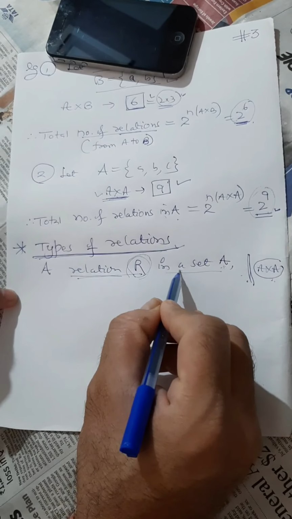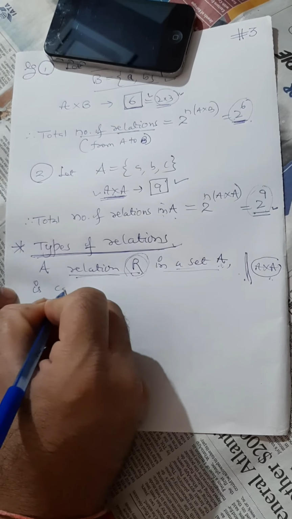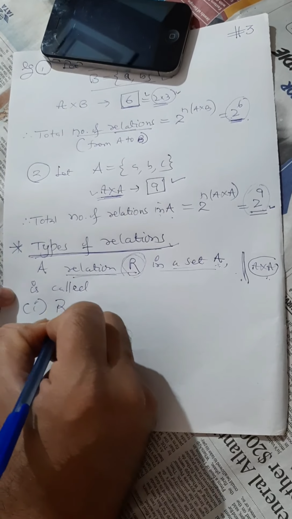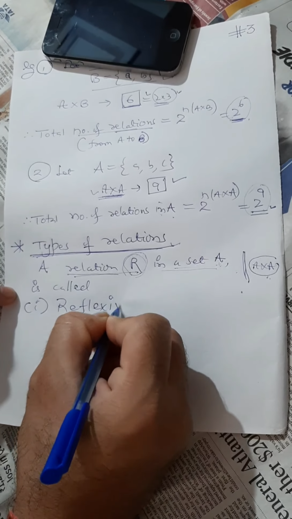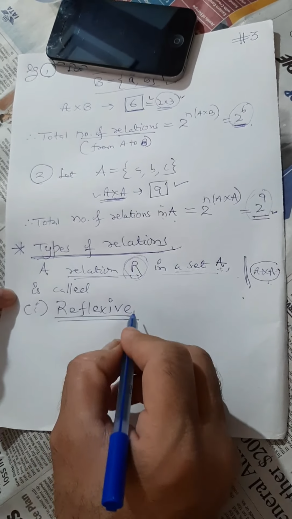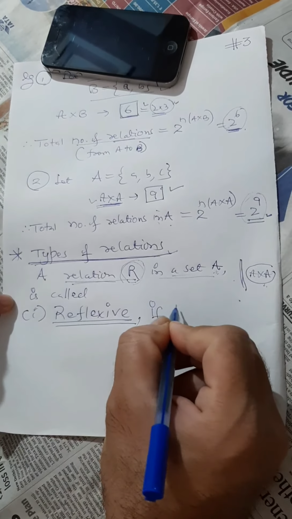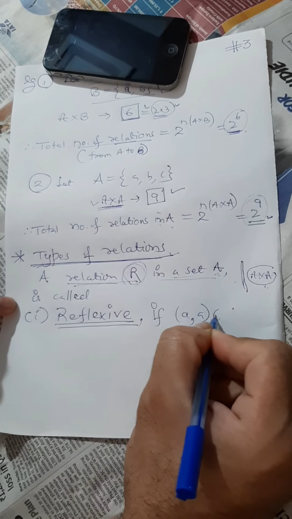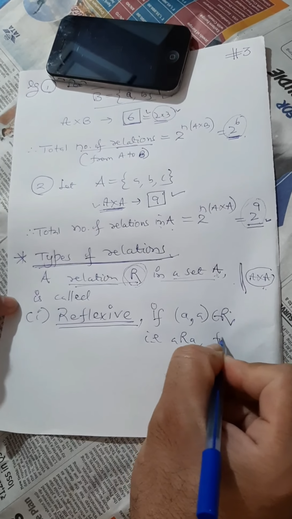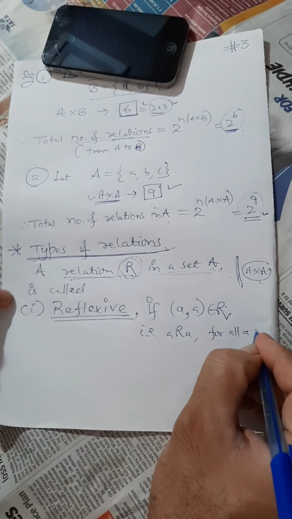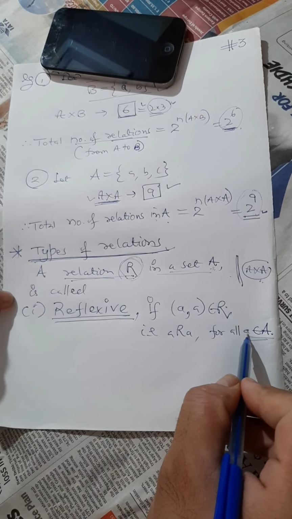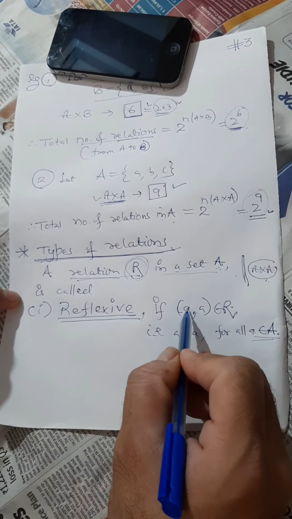So a relation R in a set A is called, first one, reflexive. A relation R in a set A is called reflexive if (a, a) is a member of the relation set R, that is, a related to a for all small a from the set A. That means for every member of the set, (a, a) must be present in the relation set R.